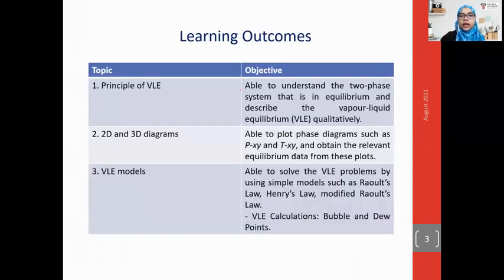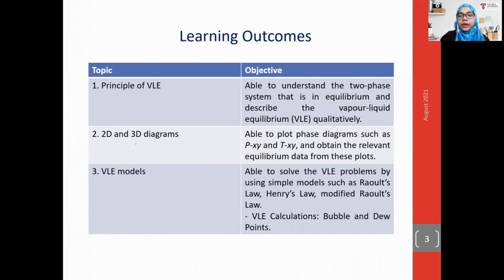Okay, in this chapter, we're going to learn about vapor-liquid equilibrium. These are the list of topics that we'll cover today. First, we're going to learn about the principle of vapor-liquid equilibrium. By the end of this topic, you will be able to understand the two-phase system in equilibrium and describe the vapor-liquid equilibrium qualitatively.